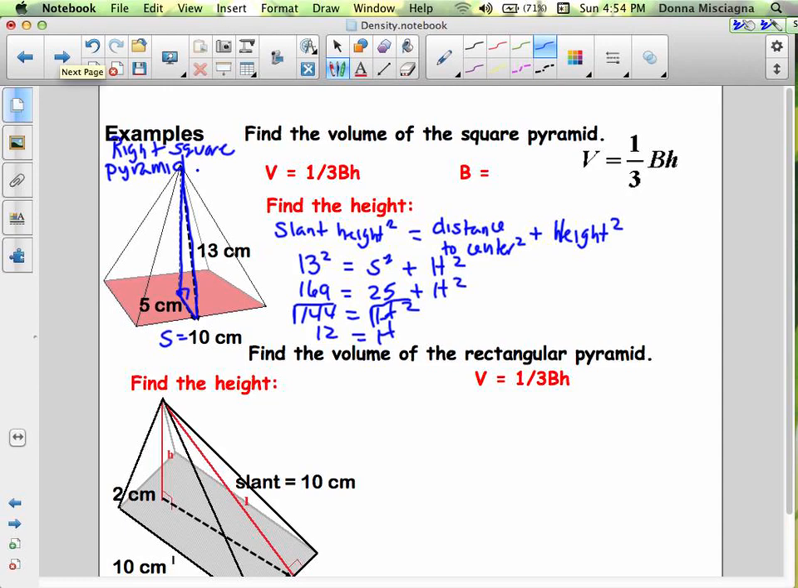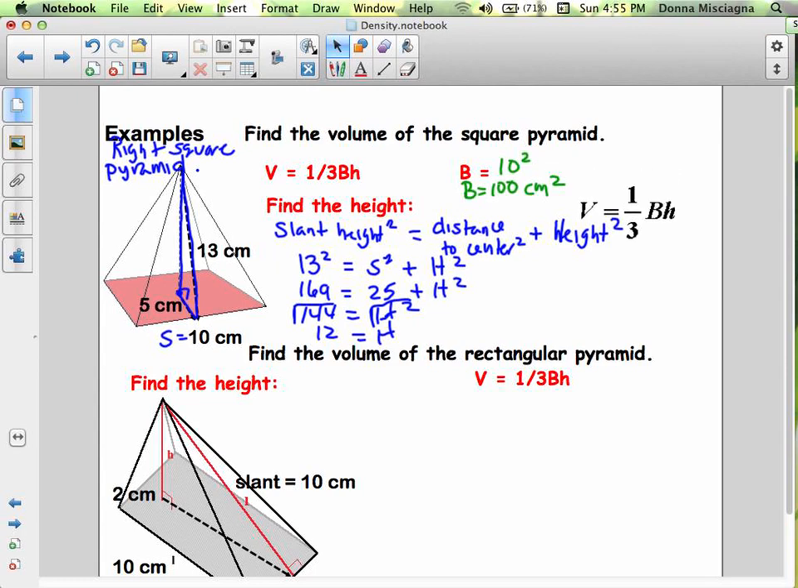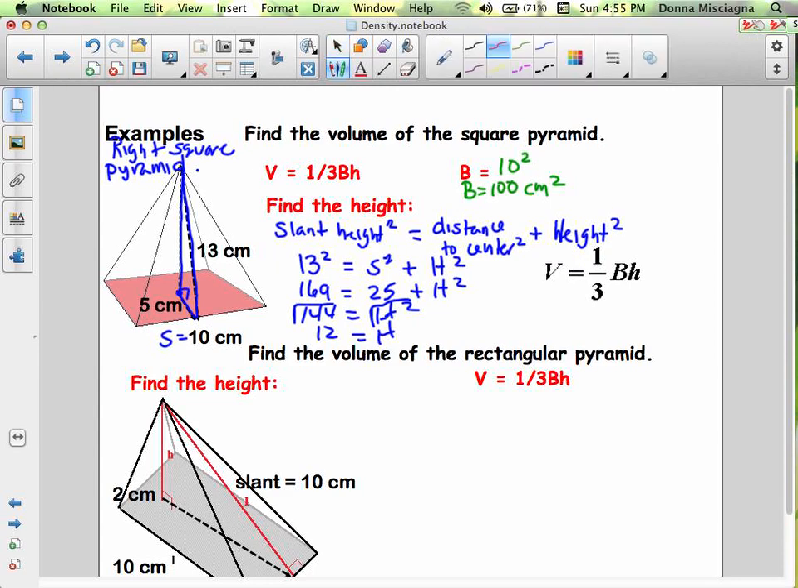It's a square. So the area of the base is going to be 10 squared, or 100 centimeters squared. And then we'll just use the area of the base and the height of the pyramid to find the volume. So the volume is 1/3 times 100 times 12.